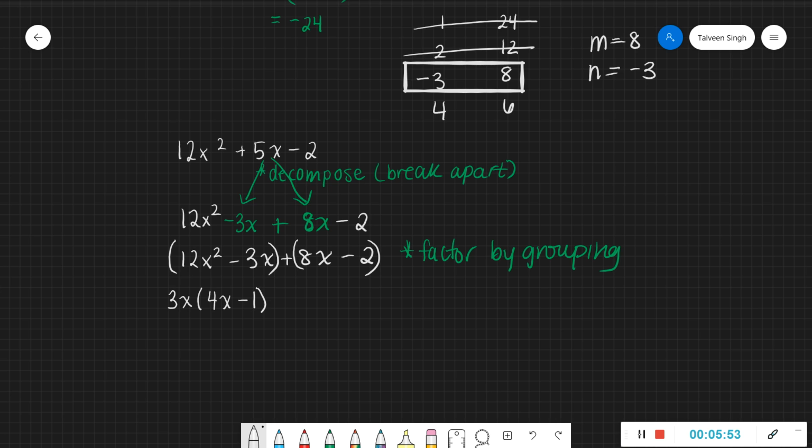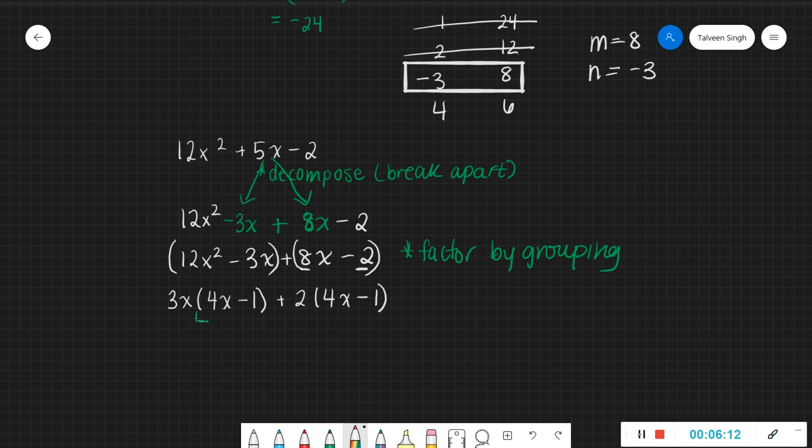If I'm going to go to my second bracket over here, I'm going to notice that I have an 8x and I have a 2x. I can pull out just a 2, right? 8 divided by 2 is going to be 4. The x doesn't get divided, so I'm going to leave that there. And 2 divided by 2 is just -1.